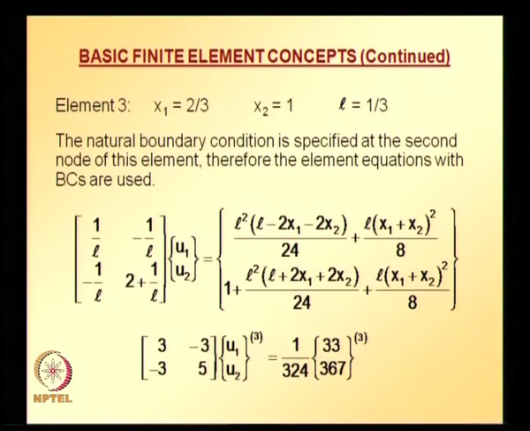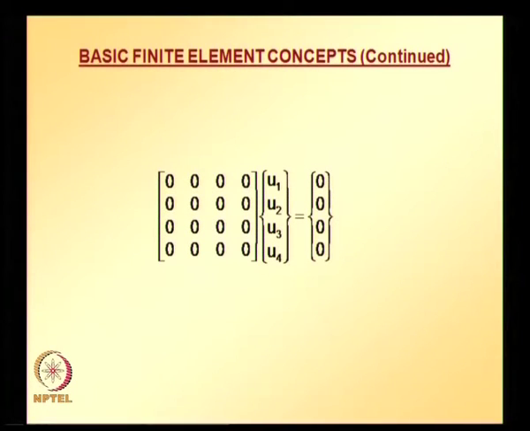So, we are looking for a 3 element solution. We got element equations for element 1, element 2 and element 3. And please remember, we are solving a one dimensional problem and we have 4 nodes. 3 elements means 4 nodes, because each element has 2 nodes. So, the global equation system will be of the same size as the number of unknowns that need to be determined, that is, you have 4 unknowns. So, the global equation system will be 4 by 4.